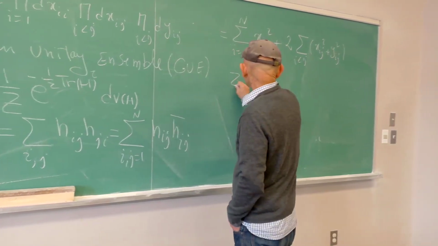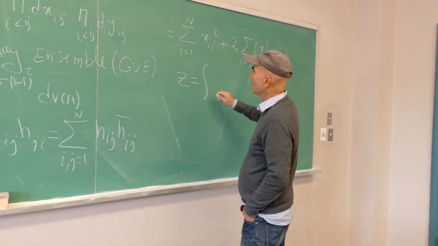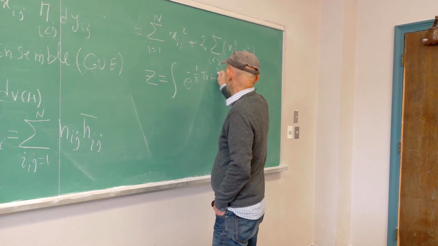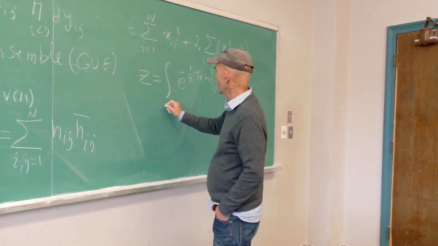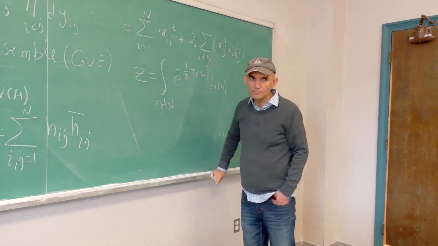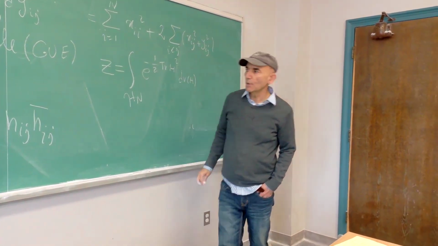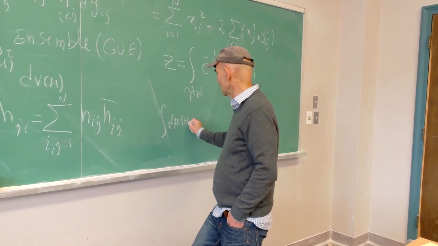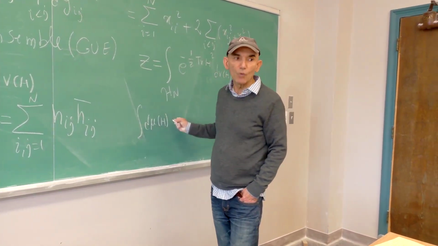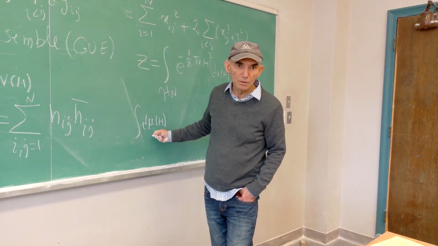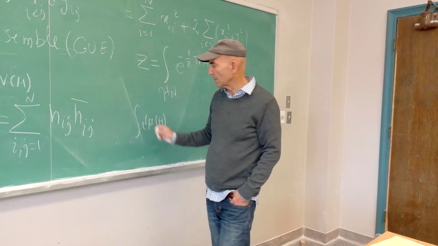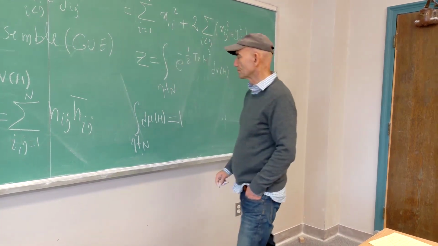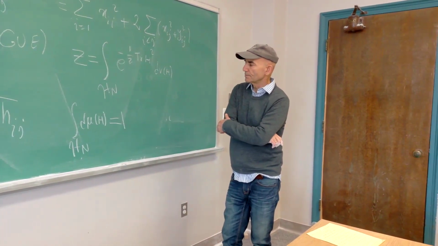Now, what is Z? Well, Z is the integral of this guy over the whole space, dV of this over all the space. So when we divide by Z, we make sure that the integral of d mu h, the integral of this measure over the whole space, is 1. So this is really a probability measure over the space of all n by n Hermitian matrices.